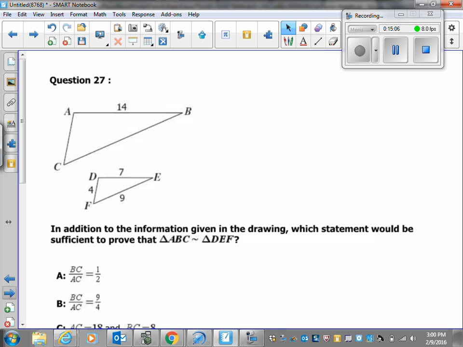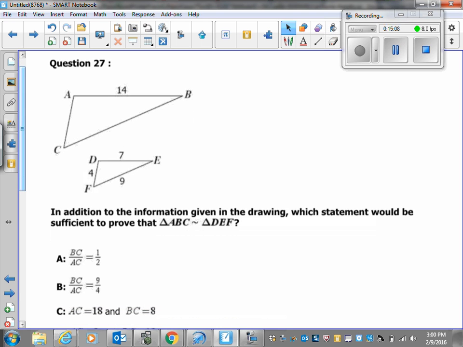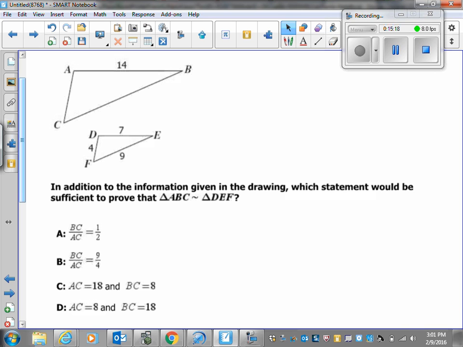All right, 27 is a ratio question. In addition to the information given in the drawing, which statement would be sufficient to prove that the two triangles are similar? So remember, if I'm talking about similarities, there's only three of them, right? Side-side-side similarity, side-angle-side similarity, and AA similarity. So you need to make sure what you have is enough to use one of them. So it's obvious none of the angles are given. So I can't use AA similarity, but I can use side-angle-side.